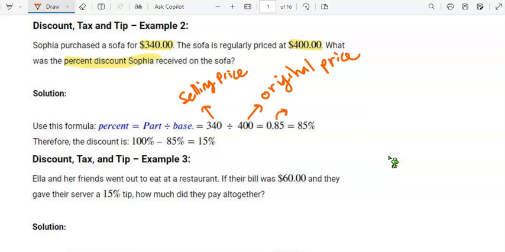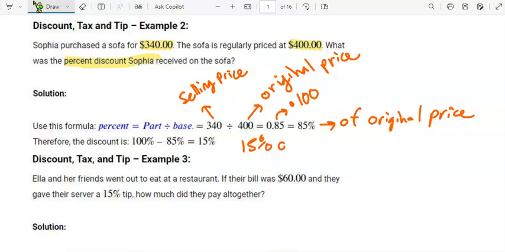To change standard form into a percentage, multiply by 100. Therefore, the discount is 15%. It was 85% of the original price. So that means that was 15% off.